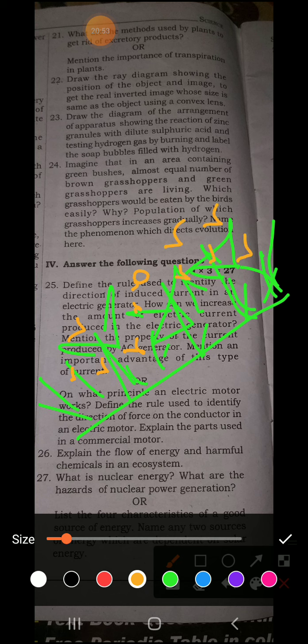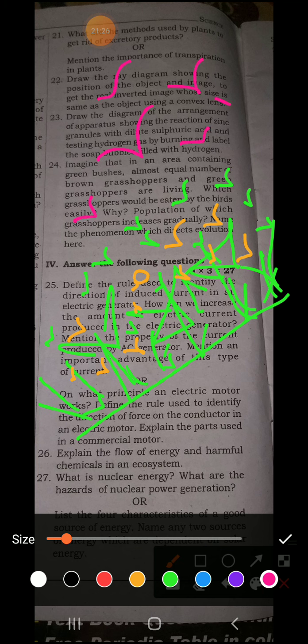Brown grasshoppers and an equal number of green grasshoppers, right? Green grasshoppers, meaning the cricket, okay? The green grasshoppers are living there. Which grasshoppers will be eaten by the birds easily? It's very simple: the birds, got it.